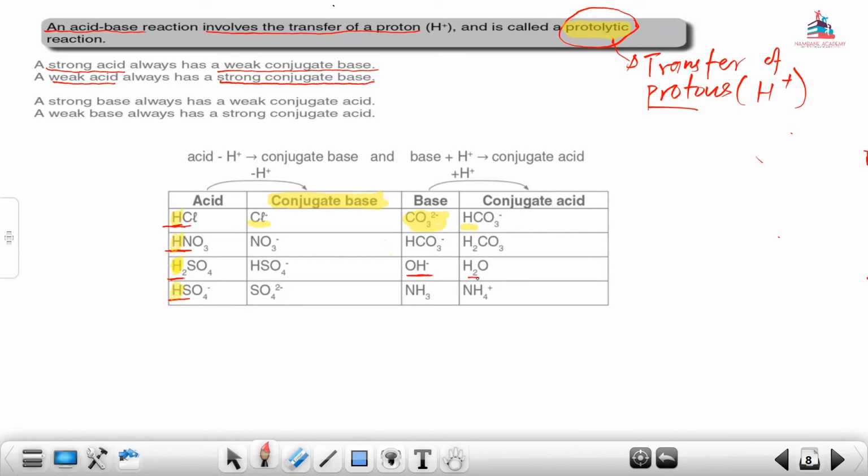Fine. So this is just to emphasize conjugate acid-base pairs. Now, moving to this other bullet here, it says a strong base always has a weak conjugate acid. A weak base always has a strong conjugate acid. So these are the types of questions that you will get in your multiple choice.